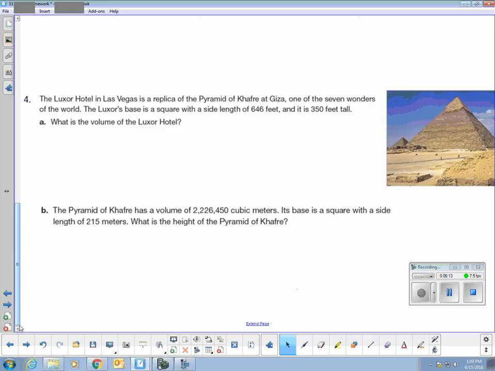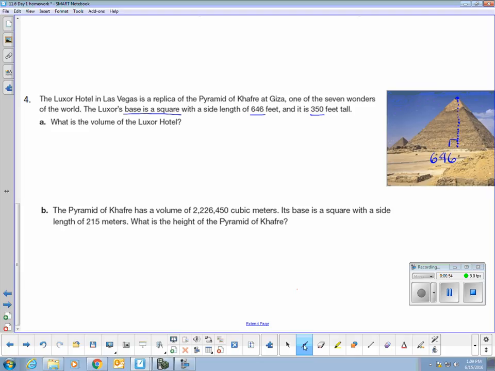Okay, looks like we have the same figure that we were just looking at, another square pyramid. It says right here that the base is a square, and each of the base lengths is 646. And the height is 350. So straight down from here inside, straight down to the middle, is 350 feet, perpendicular to the base inside.